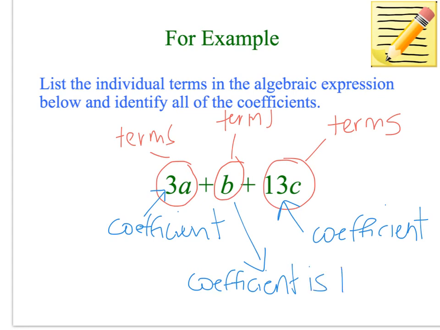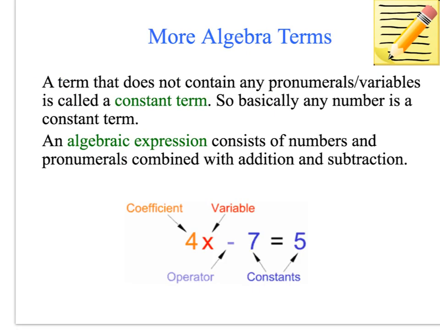We didn't have to identify the variables, but I'll just point out that the variables are these letters here. They vary, they can change, they represent an unknown number, and they're different. The representation of a in this expression will be different than the representation of an a in another expression. There are more things you need to know.